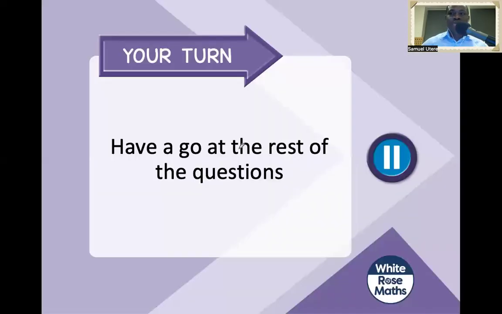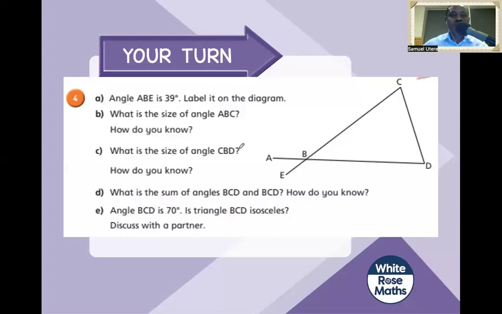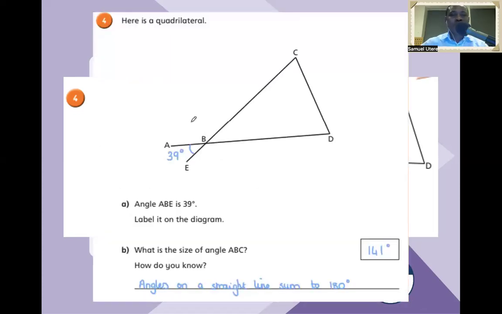It's now time for you to pause and answer some of the questions to practice what you've learned. Pause the video and answer question 4 in 3 minutes. Assuming you've paused the video and you've answered question 4, here are the answers. Let's discuss them. For question 4, you were asked, here is a quadrilateral. Angle ABE is 39 degrees. You can see it there. Label it on the diagram.